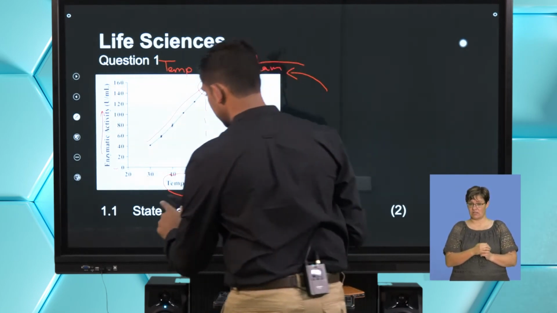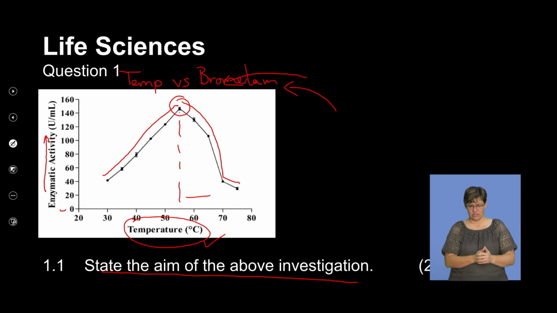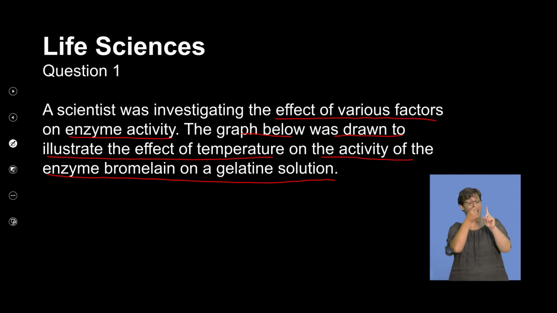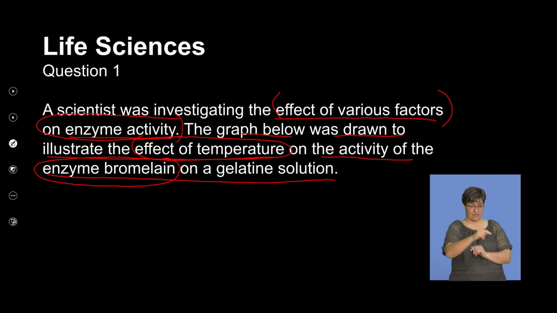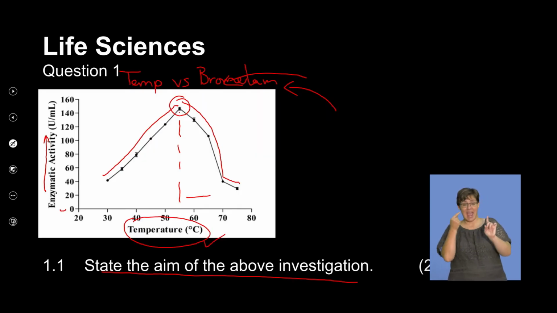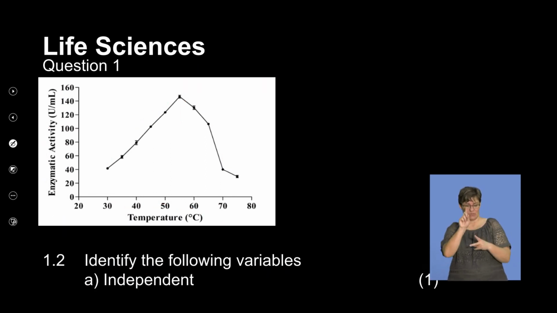So the first question is: state the aim of the above investigation. I'll go back to the previous slide, and the aim of the investigation was to determine the effect of various factors on enzyme activity. We know that the graph illustrates the effect of temperature on the enzyme bromelain. So essentially the aim is to show the effect of temperature on the rate of the reaction of the enzyme bromelain. So that's the aim. Let's move on to the next question.